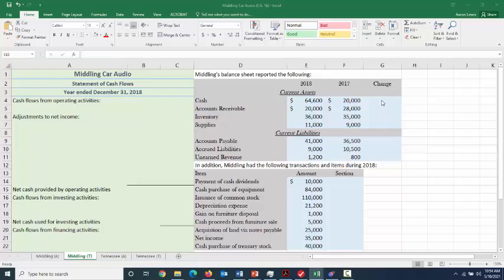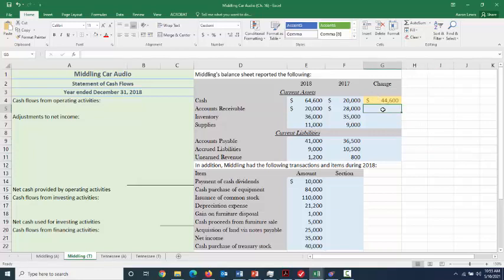Starting up here, Midling had $64,600 worth of cash on its books at the end of 2018. They had $20,000 on their books at the end of the prior period. That is a total of $44,600 worth of increase they had to cash overall. And this number, I'm going to highlight and make yellow because it's incredibly important, is our answer for the period. So we know the whole time that we're working on the statement of cash flows, the ultimate number we're working towards is an increase of $44,600 in cash.